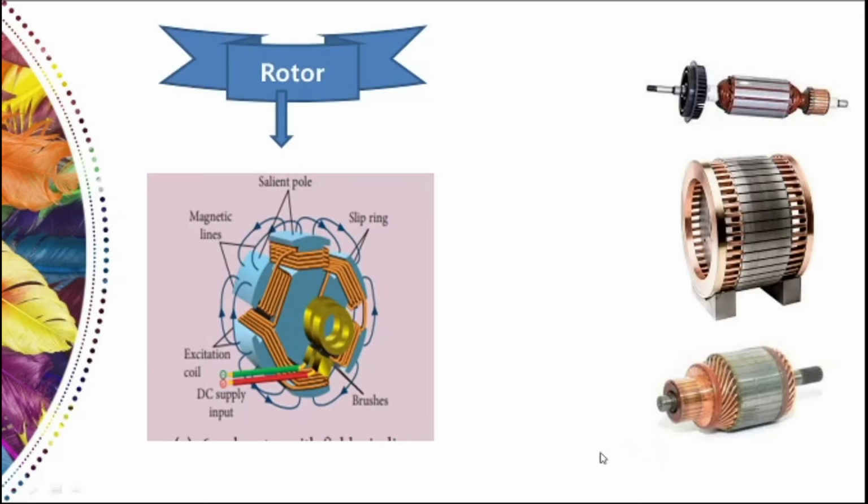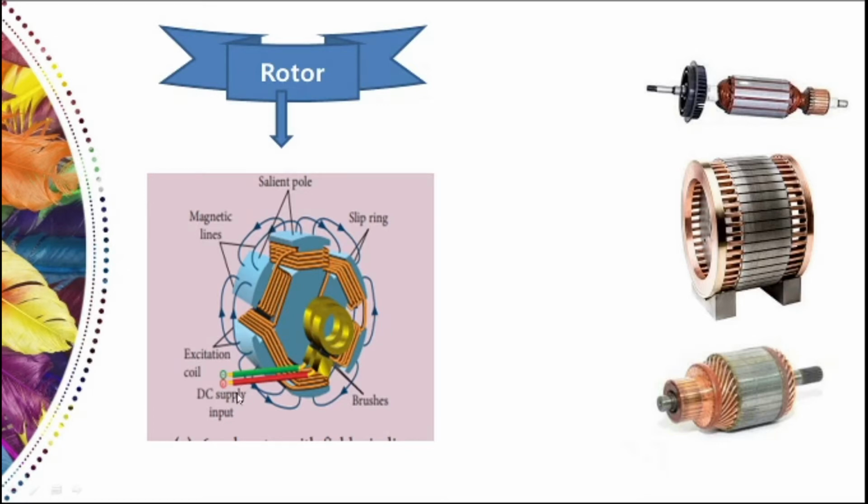Coming to the next major part of an alternator, which is the rotor. As I already told, the rotor rotates inside the stator. The rotor contains magnetic field windings. You are able to see the magnetic field windings. And the magnetic poles are to be magnetized. This is done with the help of a DC source.